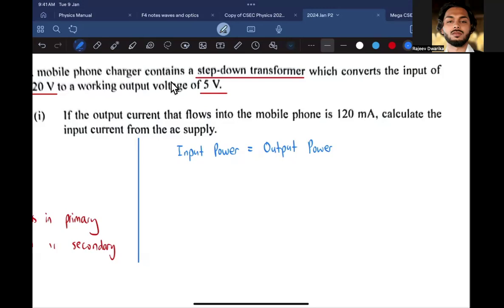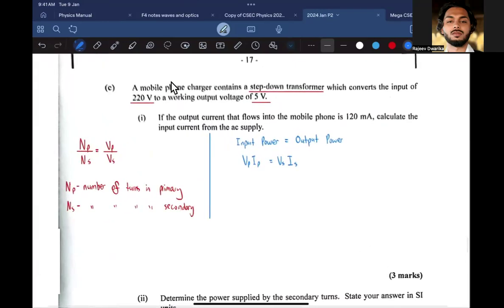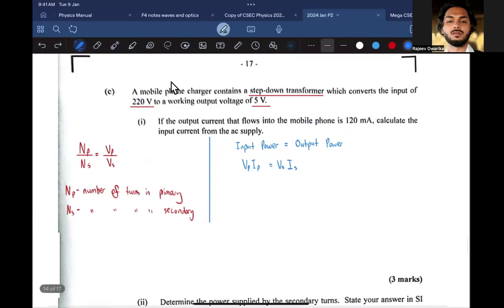To calculate power, power is equal to VI. So the input power will be on the primary side, so that'll be VP IP is equal to VS IS. So the formula I have to use for this question is this one, because they're saying if the output current that flows into the mobile phone is 120 milliamps, calculate the input current from the AC supply. Let me underline the information they gave me.